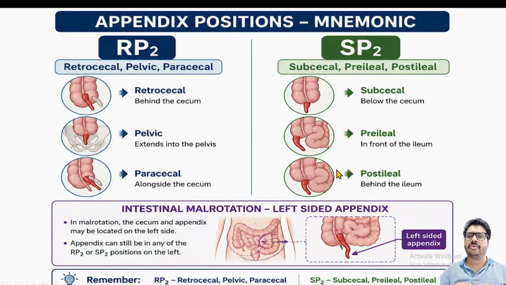So the appendix, you know, is present at the right iliac fossa. But if there is malrotation, the appendix will be present on the left side and you may get confused with something else because malrotation is not visible from outside.